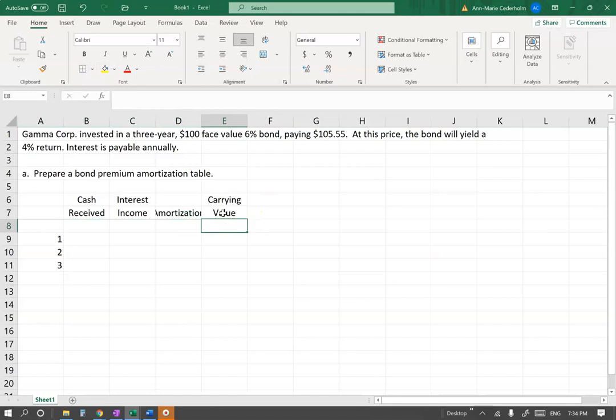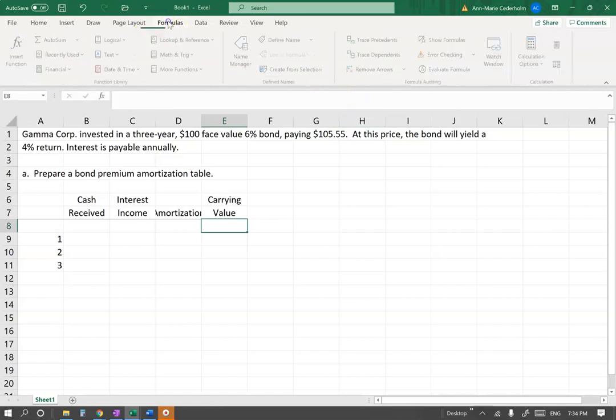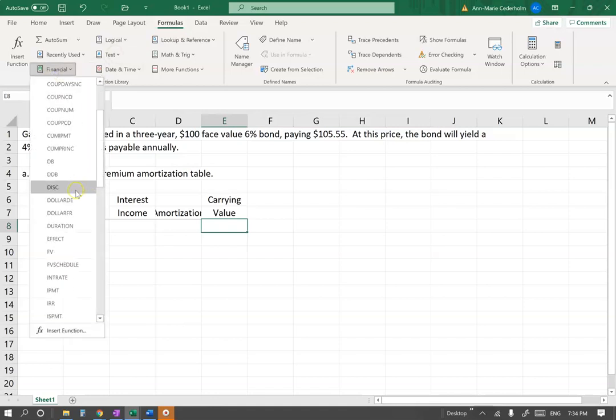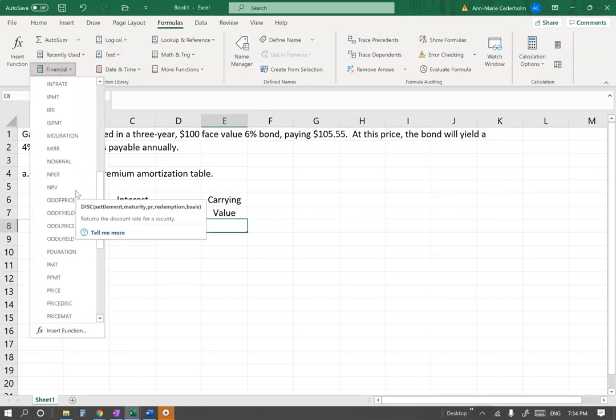So I need to calculate the present value of the bond. They already did this for me. They said it was 105.55, but I'll just prove it to you that this present value is actually a premium. So we can use the formulas. If you click on formula, then go to financial, and we'll scroll down until we find present value.